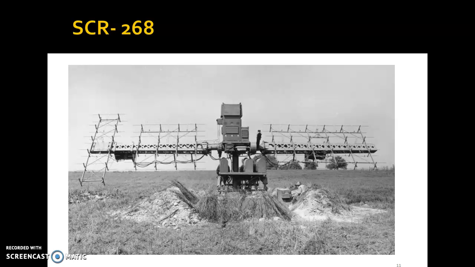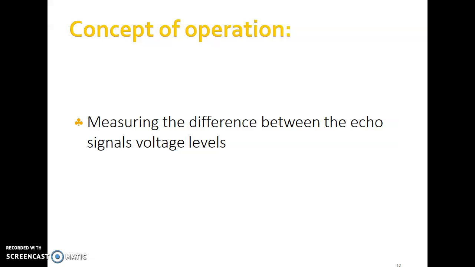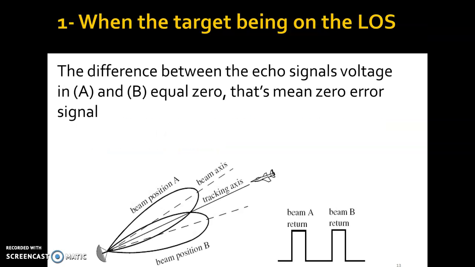This is the SCR-260. It is one of the most common implemented sequential lobing radar systems for tracking of targets. The concept of operation is measuring the difference between the echo signal voltage levels. What is the difference between the echo signal voltage levels that we are going to discuss, or visualize, in the operation of this radar system?